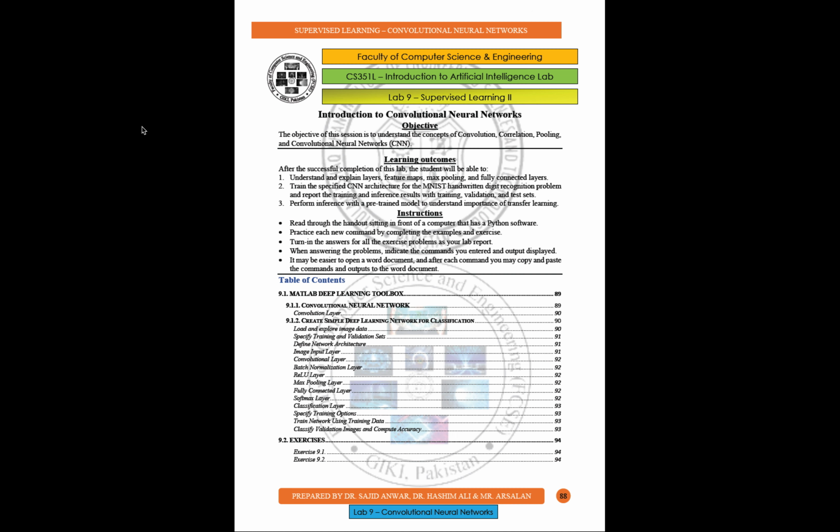Okay, so what are the learning outcomes? After the successful completion of this lab, the students will be able to understand and explain layers, feature maps, max pooling, and fully connected layers. So that's the first concept that you need to know very well. The second concept is you should be able to train the specified convolutional neural network architecture for the MNIST handwritten digit recognition problem and report the training and inference results with training, validation, and test sets. Thirdly, you should be able to perform inference with a pre-trained model to understand the importance of transfer learning.